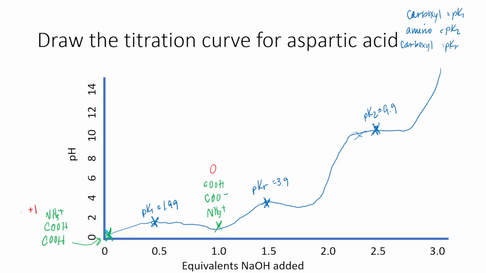So what would happen at our second equivalence point? Yeah, exactly. So now both of our carboxyls are fully deprotonated. What about our amino group? It is still protonated because we're still below the pK for our amino group. So what would our charge be here? It would be -1, yeah.